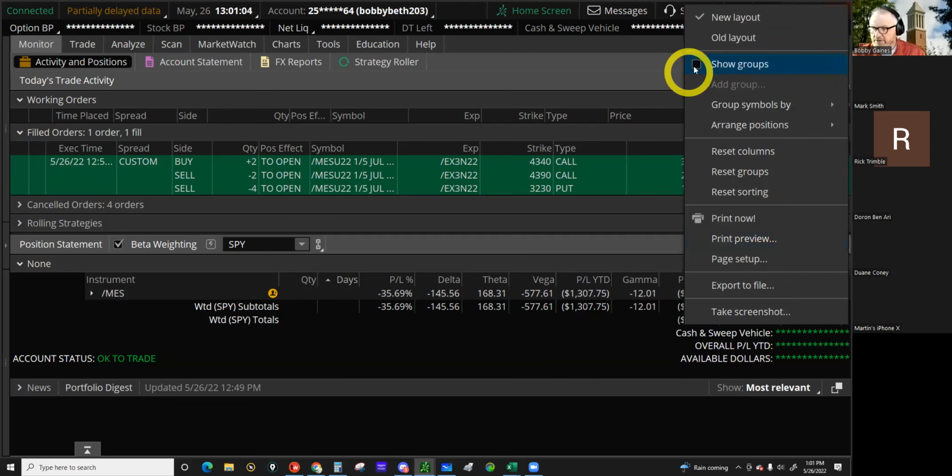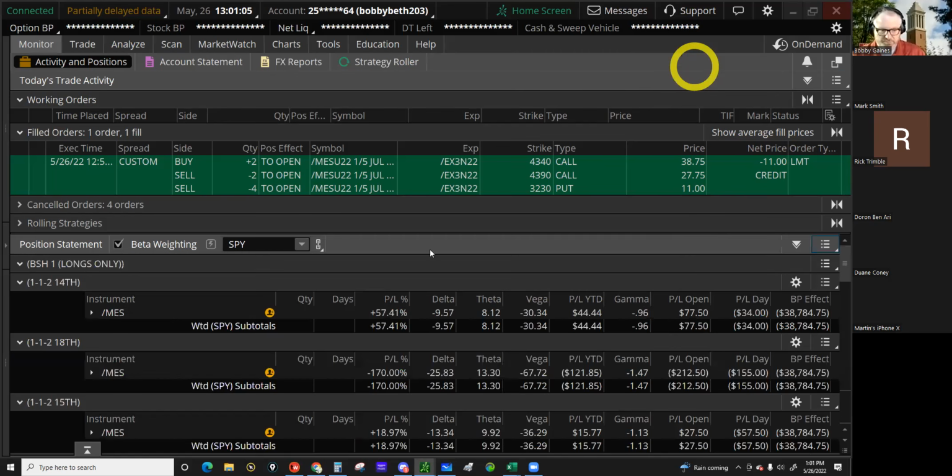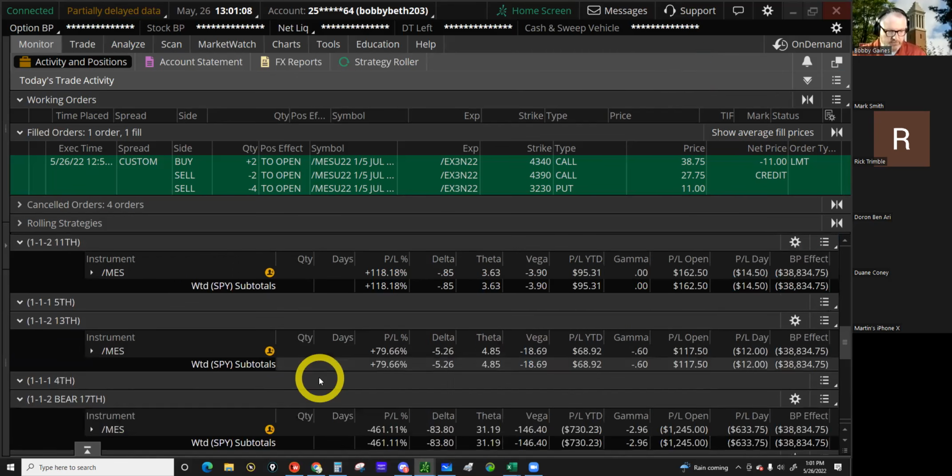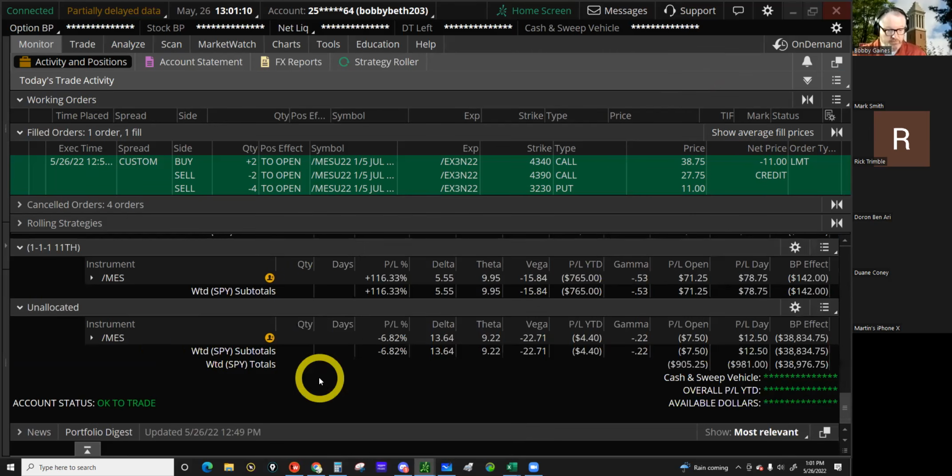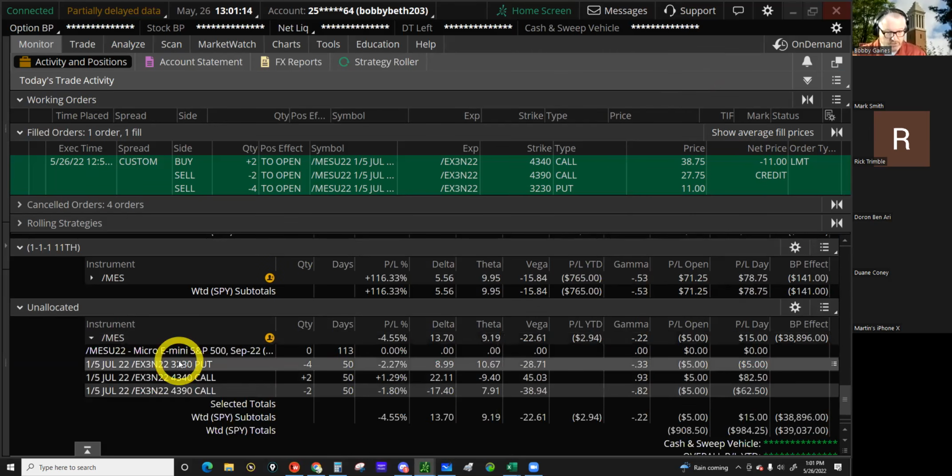So let's show our groups. And let's put that unallocated into his little groups. Now, Rick won't let me forget it this time, the one that we're going to close. That caused a big old problem.